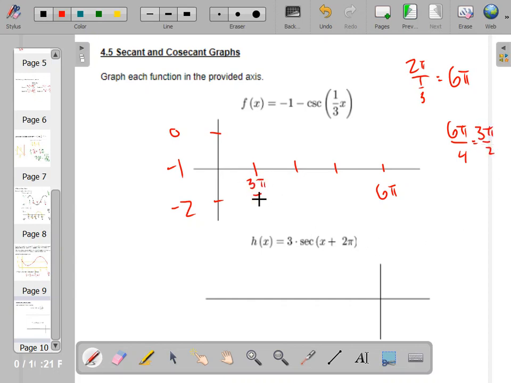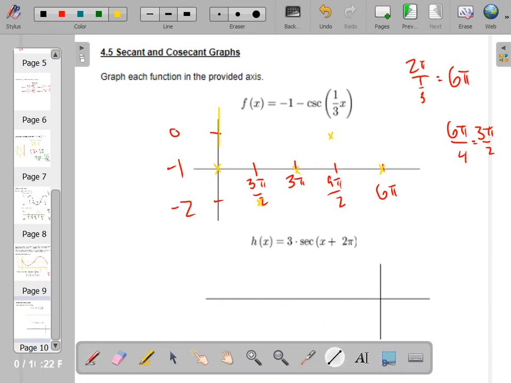So this is 3 pi over 2. This is 6 pi over 2. 6 over 2 is 3 pi. 9 pi over 2. 12 pi over 2. 12 over 2 is 6. Since it's cosecant, I'm going to sketch it as being a sine curve. And since it's negative, it's upside down. So it would look like this if it were a sine function.